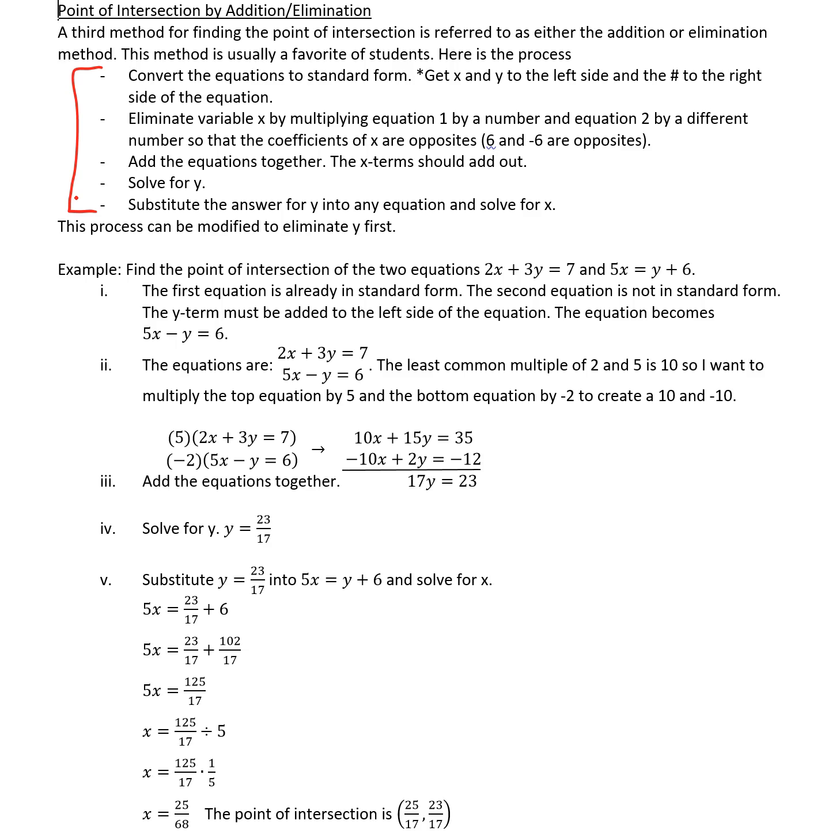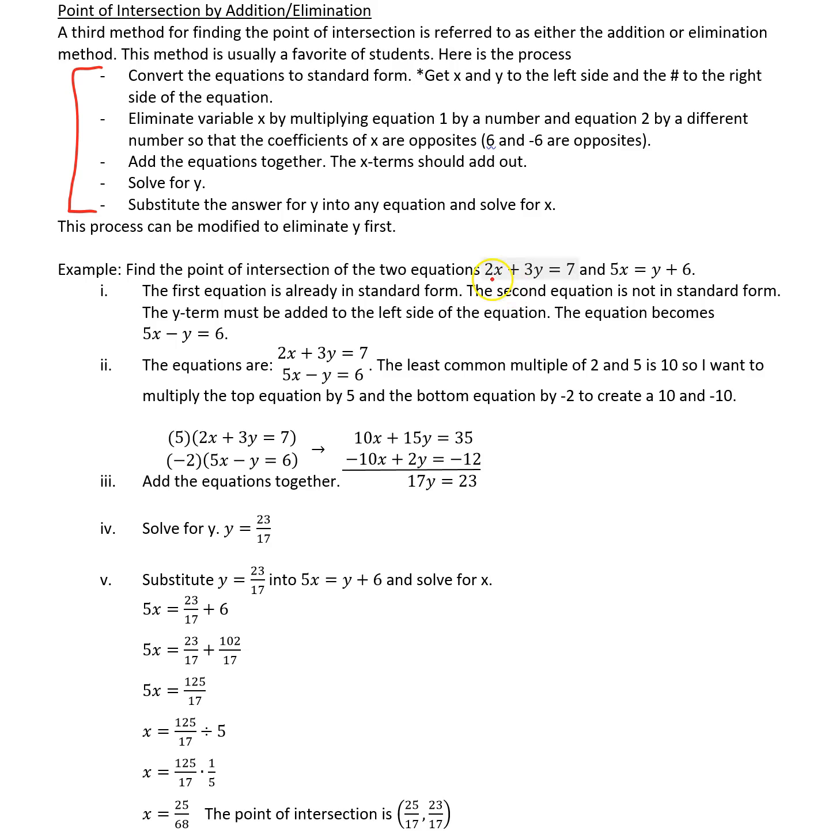Now there's times where instead of having the x variable be the variable that you try to add out immediately, the y variable might be easier. And so this process can be modified where you eliminate y first. And the example that I'll work through says, find the point of intersection of the two equations, 2x plus 3y equals 7, and 5x equals y plus 6.